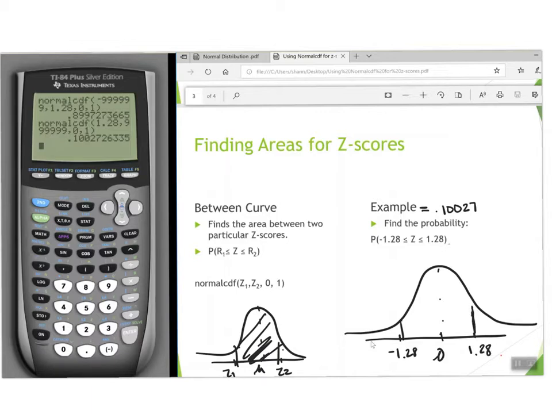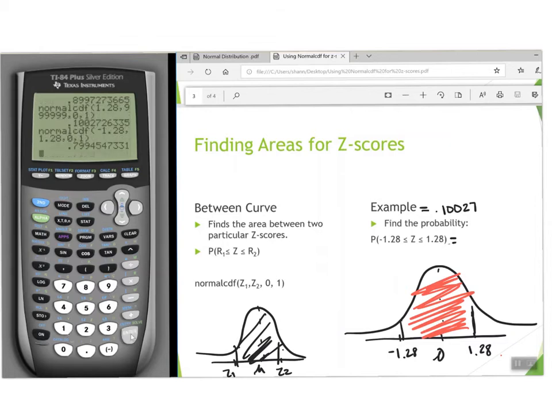So now when I look at this, again, I'm going to do normal CDF. Second, bars, normal CDF. The lower bound this time, where's the curve being stopped at? Well, it stopped at the negative z-score, negative 1.28. And it goes up to what value? The positive z-score, which is 1.28. The mean is 0. And the standard deviation is 1. We press enter, and we get this value, 0.799 or about 0.80.